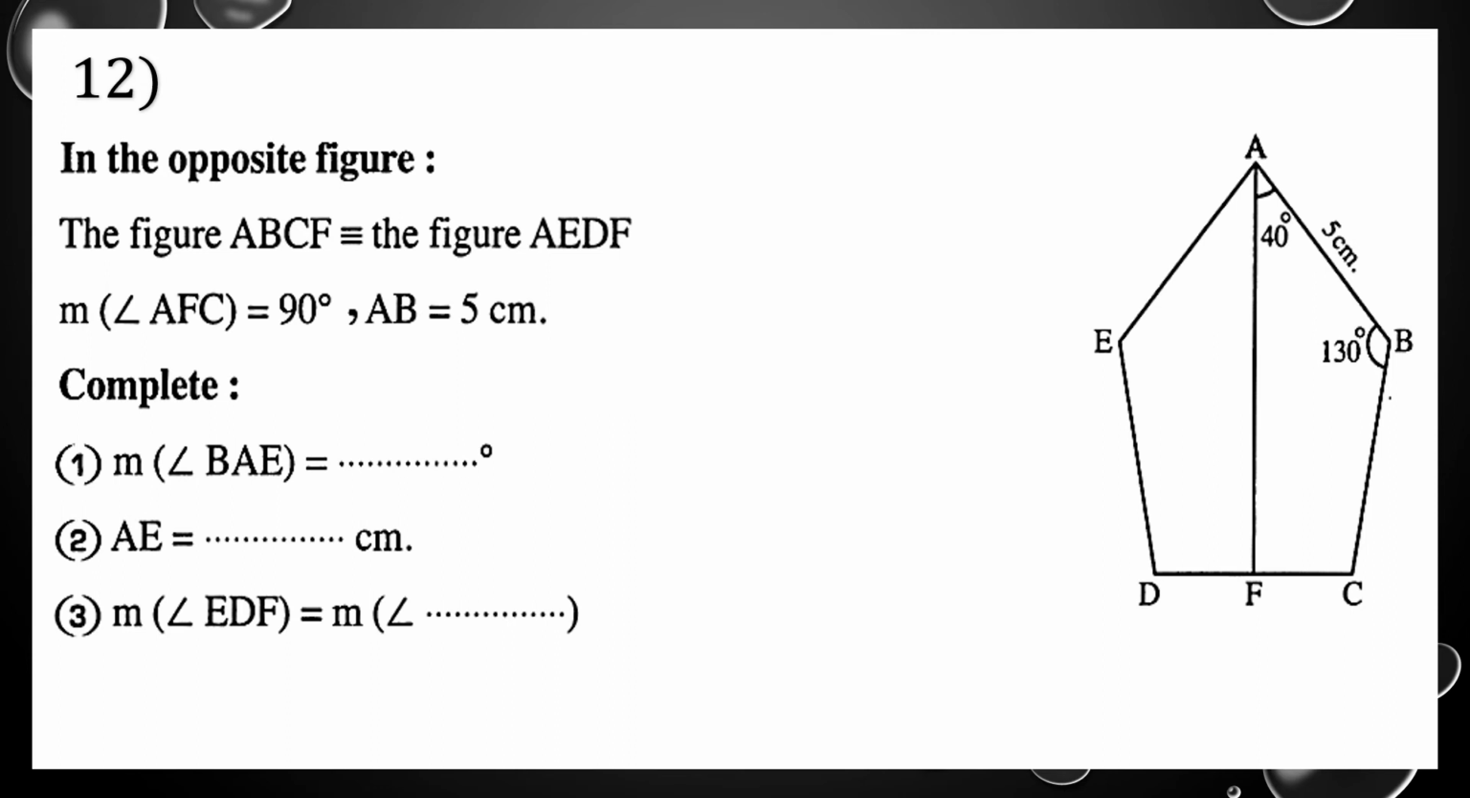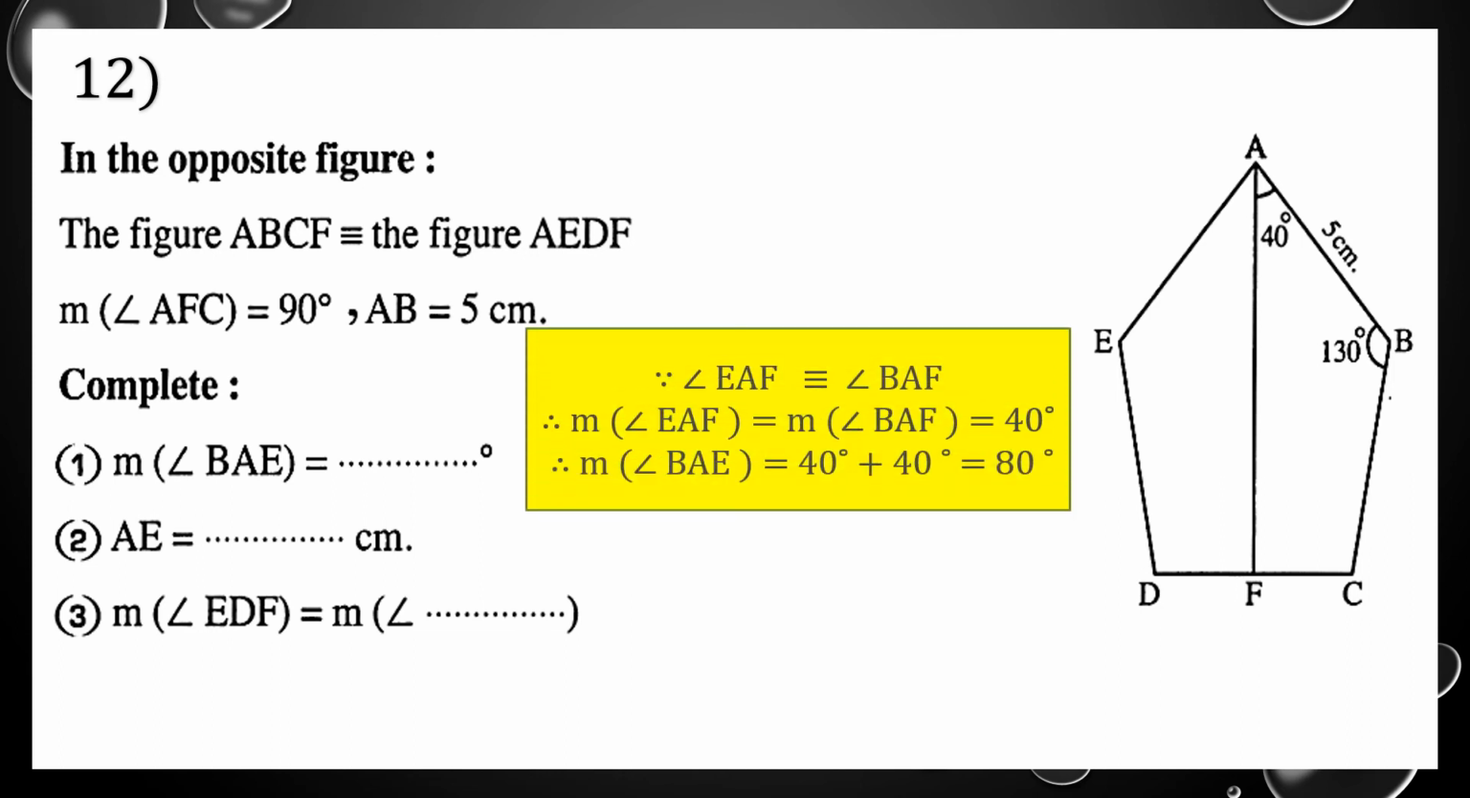Okay, so here the measure of angle BAE. Since angle EAF is congruent to angle BAF, then the measure of angle EAF equals the measure of angle BAF, which equals 40 degrees. Then the measure of angle BAE, all this angle, equals 40 plus 40 equals 80 degrees. AE equals how many centimeters? AE is congruent to AB, so it equals 5 centimeters.